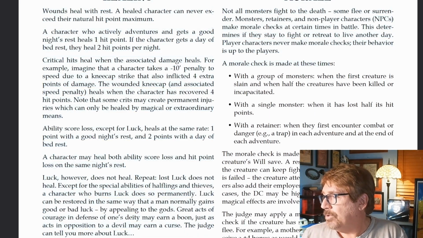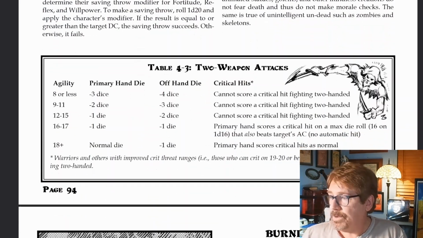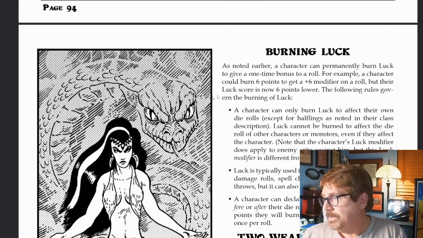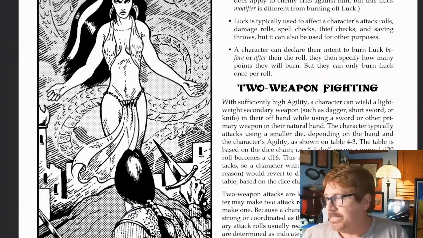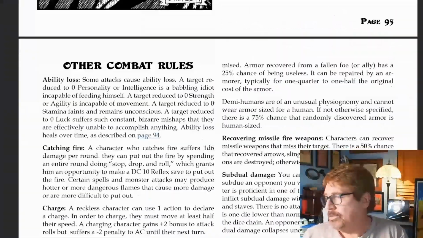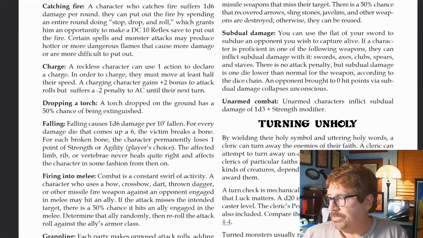But anyway, the morale check is really important there. Saving throws, great. Sounds good. You can burn your luck up. It's another mechanic. Withdrawing weapons. Combat rules.